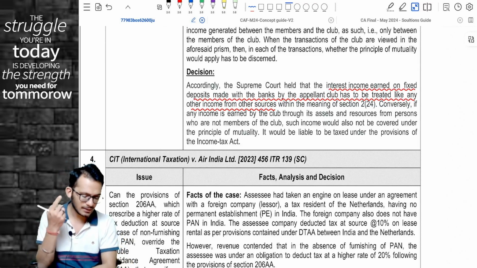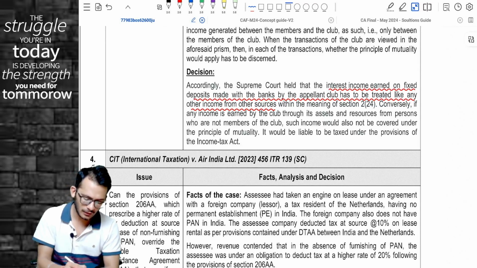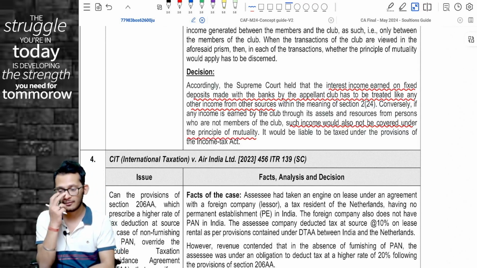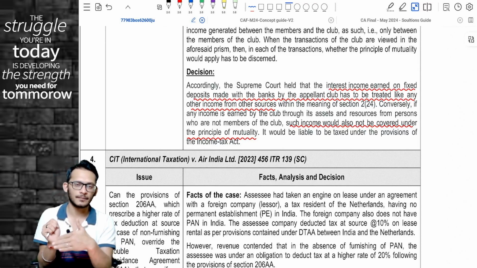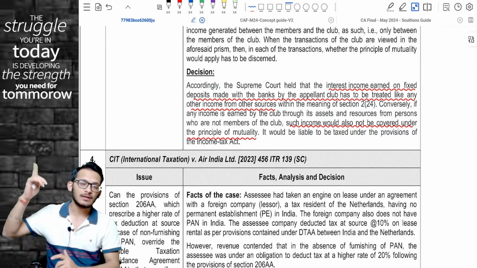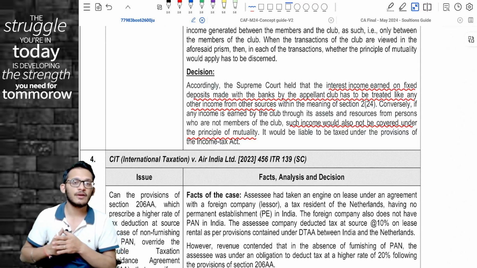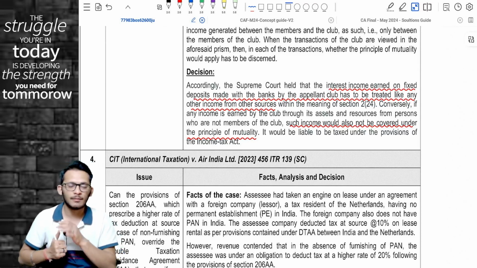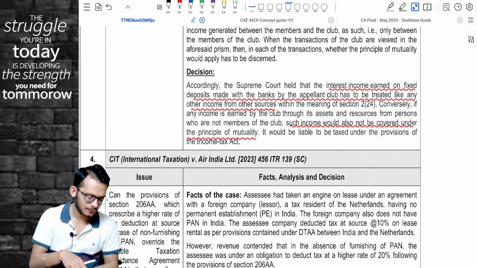Conversely, if any income is earned by the club through its assets and resources from persons who are not the members of the club, such income would also not be covered under the principle of mutuality. If you earn this income from some other third party also, it will not be liable for principle of mutuality. In this case, they're saying ignore the bank. The third party to which you have given the money is what the criteria is, and since you have given it to a third party and generated extra income out of it, this will not be treated as a principle of mutuality.